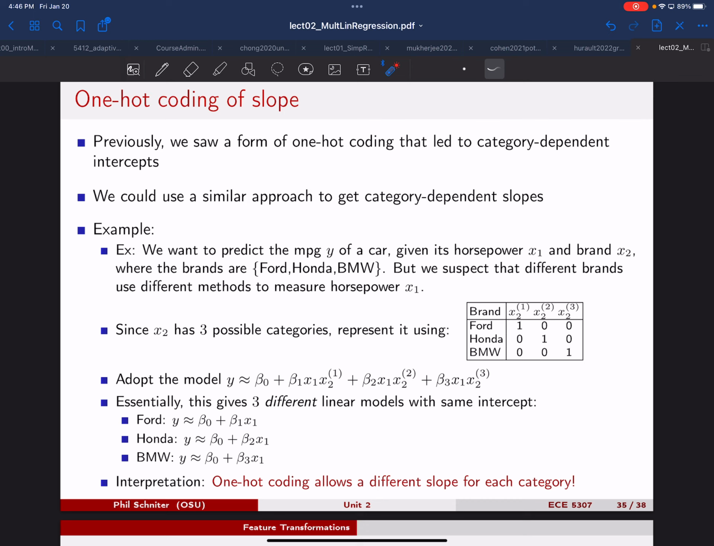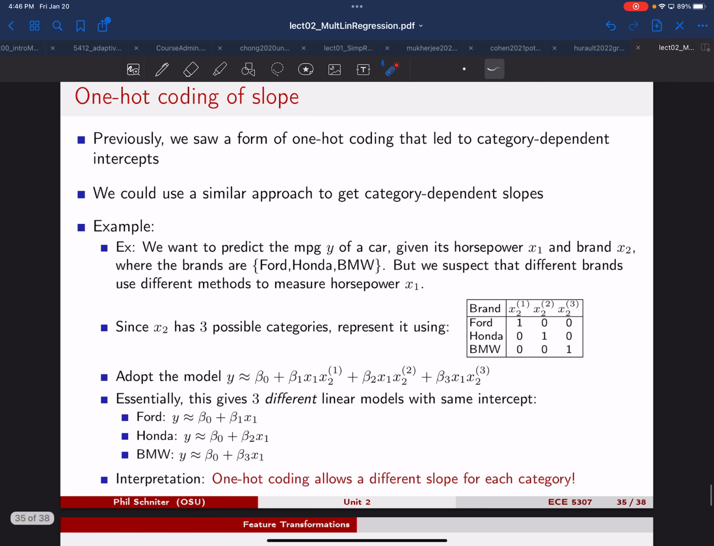So yeah, this we could call one-hot coding on the slope, and if you do them simultaneously, then you're essentially using completely separate models for each manufacturer, and maybe that's justified. Maybe that's what you should be doing, or maybe you can get some advantage of pooling the data across them. It's hard to say. Okay, so is this one-hot coding stuff making sense?